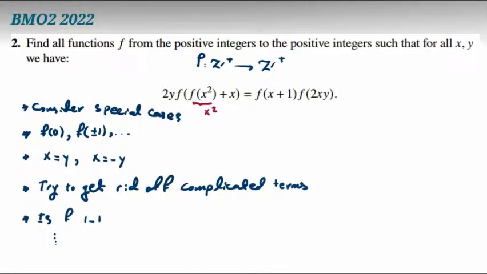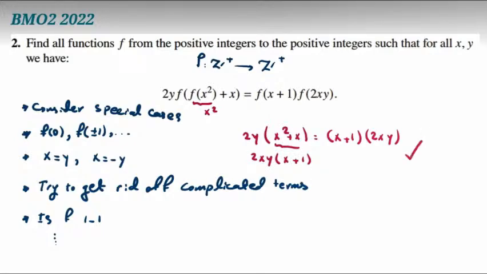It should be x squared plus x, f of that will be x squared plus x, and the right hand side is x plus 1 times 2xy. If we check the left hand side, if we factor x from this part, it will be 2xy times x plus 1, and we will see it satisfies. So the answer of this problem is f of x equal to x for all x that are positive integers, because this function is from positive integers to positive integers.